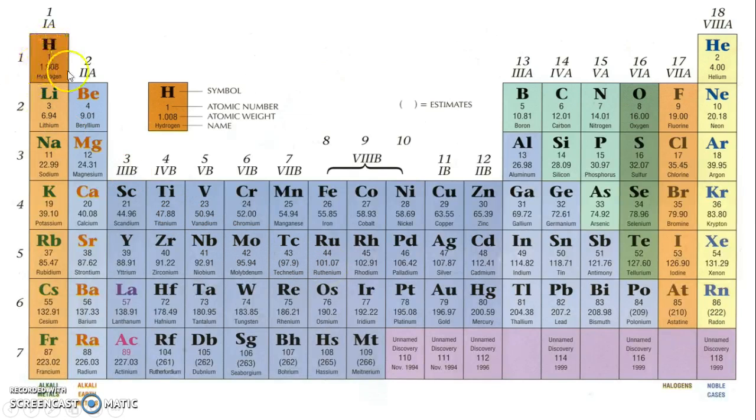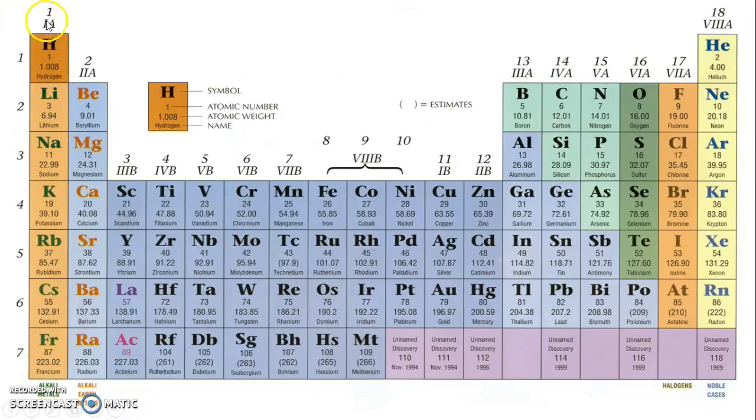We notice we have the groups going down this way and the periods going across. The numbering is important. So we talk about period 1, 2, 3, 4, 5, 6, 7.